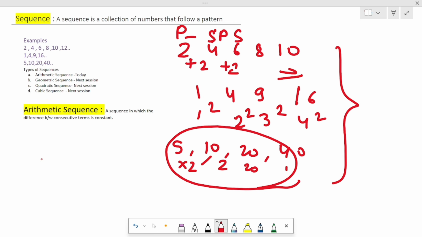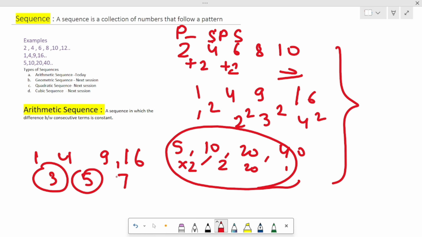If I take the example of the second one, 1, 4, 9, and 16, the differences are 3, 5, 7. So these are not constant. 3, 5, 7, it keeps on increasing. This difference is not constant. So we can say this is not an arithmetic progression.